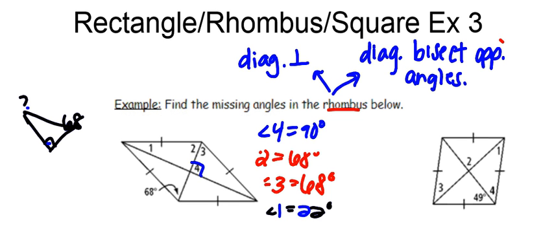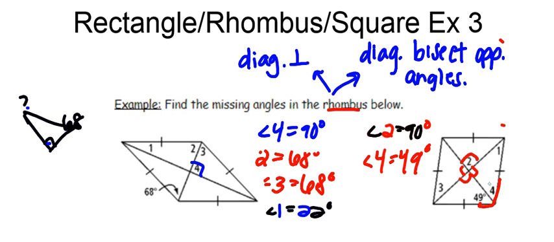Okay. Now look over here at this guy. Same deal. The place where the diagonals cross, that's angle 2, that's a right angle. So all these little guys are right angles also. So angle 2 is going to be 90 degrees. This angle down here at the bottom, because it's a rhombus, gets bisected. So if the left-ish part of the angle is 49, the top part is going to be also. That means angle 4 is 49 degrees.